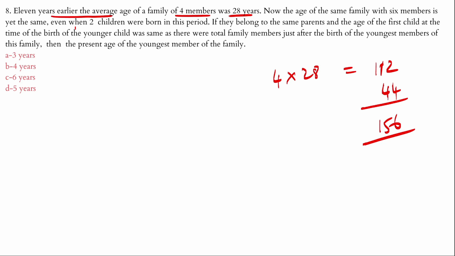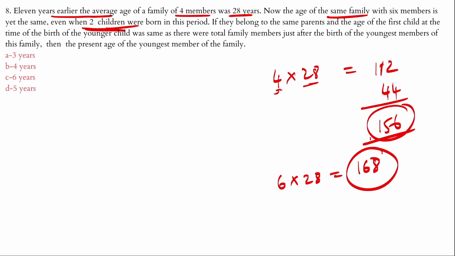But here, even after two children were born, the average age remained the same. So 2 children were born, so 4 members in the family now becomes 6, but the average is the same, 28. So 6 into 28, this is 168, and this is 156, this is 168.